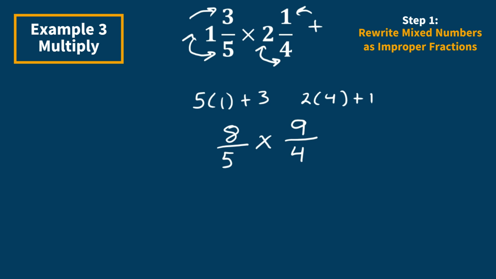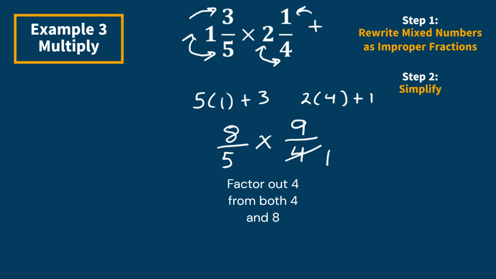So, let's look at our diagonals here. And we see that we cannot simplify that. There's no factor between those. So, let's look at our second diagonal, the 8 and the 4. We know that they share a factor, which is 4. So, what we're going to do is factor out a 4 from both of those. If I factor out a 4 from 4, I'll have 1. And if I factor out 4 from 8, I will have 2.